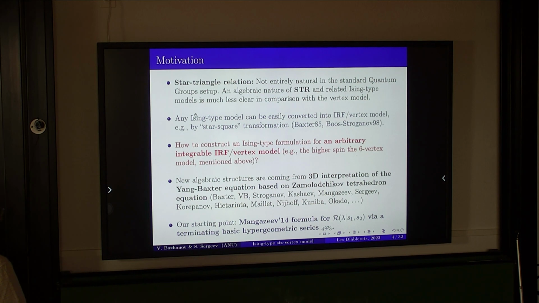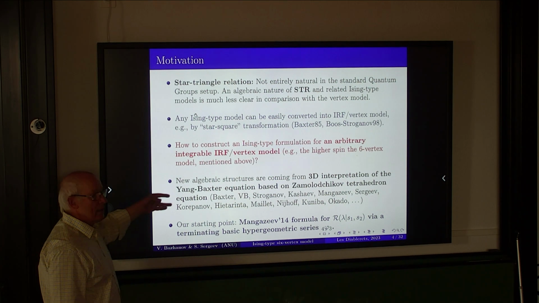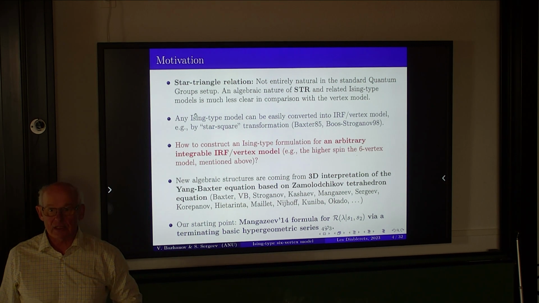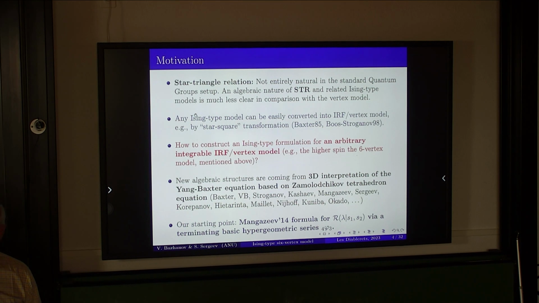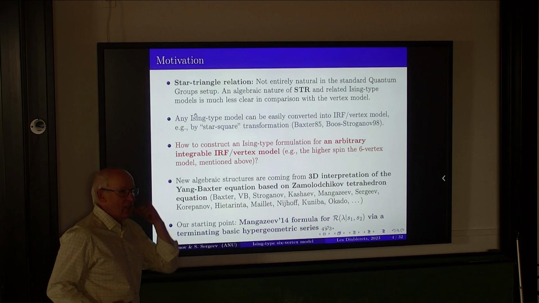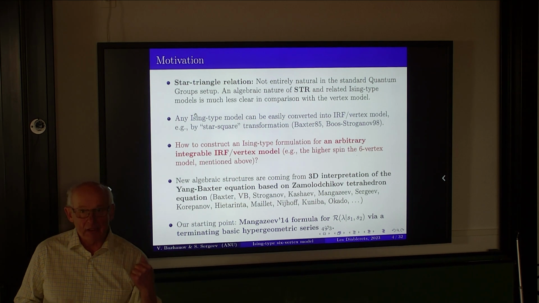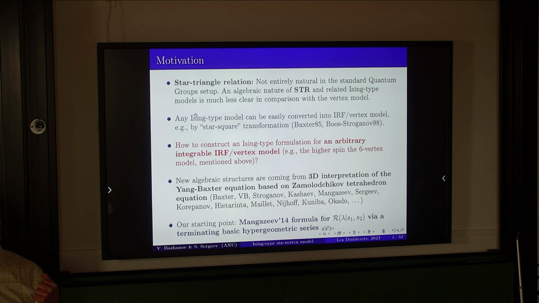And that was done by Mangazeev. But he used new algebraic structures. He used a hidden algebraic structure between quantum groups. Let me tell you what. So the three-dimensional generalization of the Yang-Baxter equation is called the tetrahedron equation.